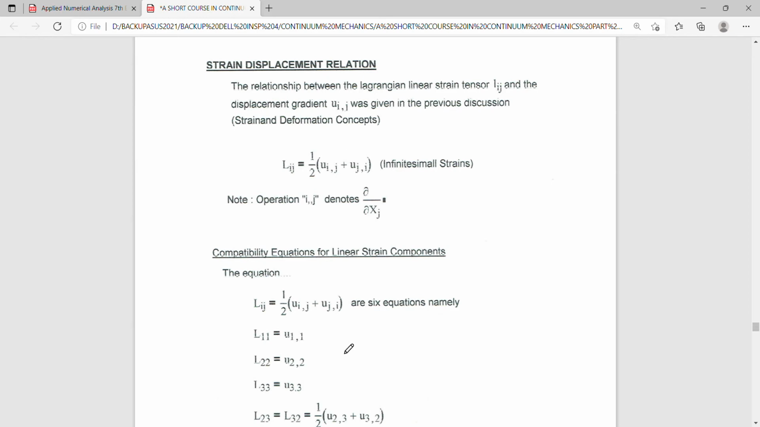Okay, for the strain displacement relation, the relationship between the Lagrangian linear strain tensor Lij and the displacement gradient Ui comma j. Okay, so take note the comma there has something to do with the partial derivative operation.